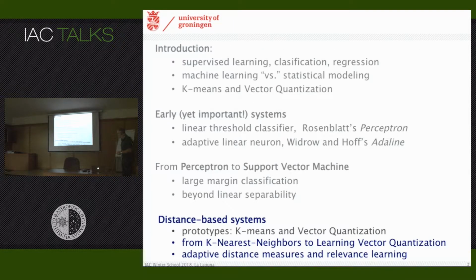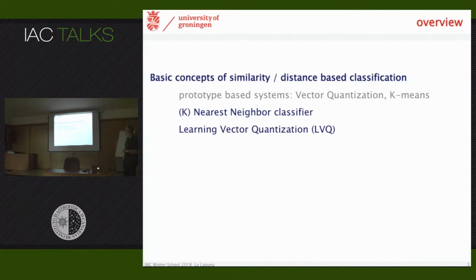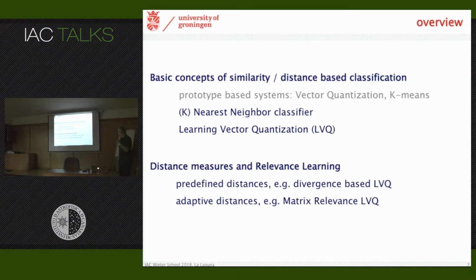I will not discuss k-means and vector quantization anymore because I already did that. I will then take you from a classical classifier, the k-nearest neighbor classifier, which almost anybody should know, to learning vector quantization, which is my favorite workhorse in classification. I will also discuss the role of distance measures and relevance learning, which is adaptive distance measures, an interesting concept.